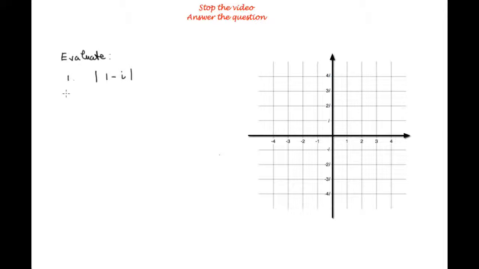Modulus of 1 minus i, the modulus of -3 minus 2i, the modulus of i, and the modulus of the complex number whose real part is negative 1 over root 2 and imaginary part is positive 1 over root 2. So stop the video and see if you can try these questions.